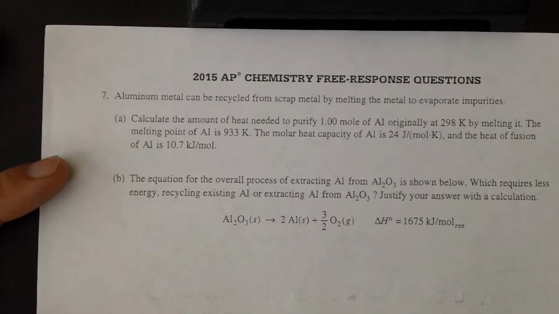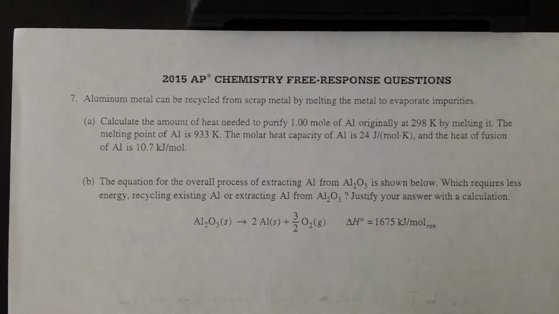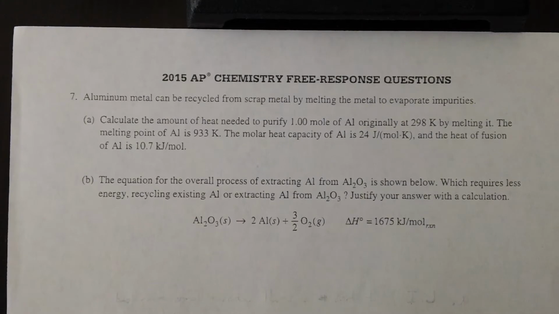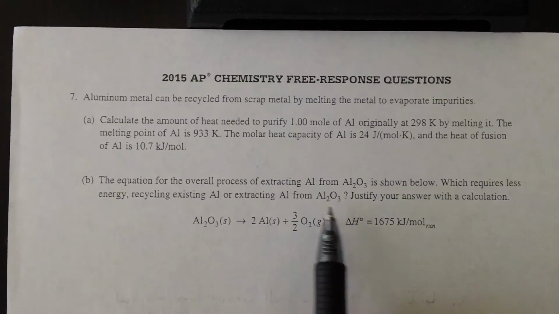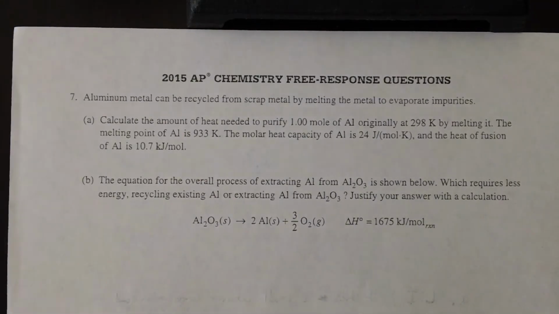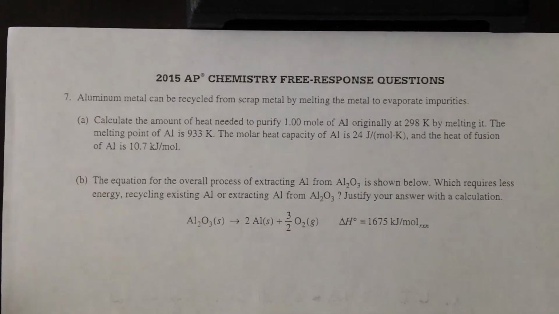All right, 2015 number 7. This is aluminum is recycled or it's purified from its original ore. I've never seen a question on the AP exam where recycling is not the better option. And so at the end of this it says which requires less energy, recycling or extracting it from the ore. I would err on the side of recycling if I was you. Recycling, good. That's generally how that works.